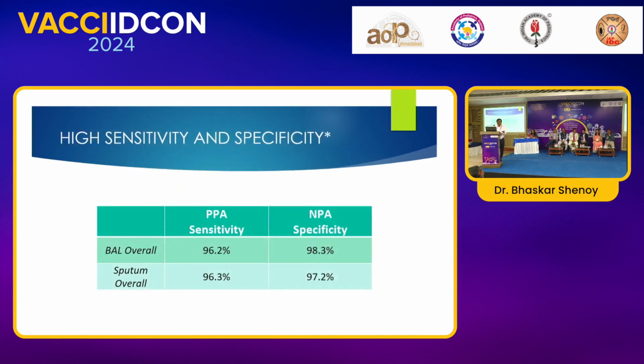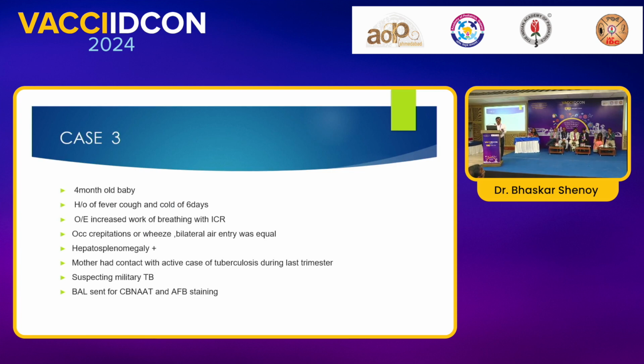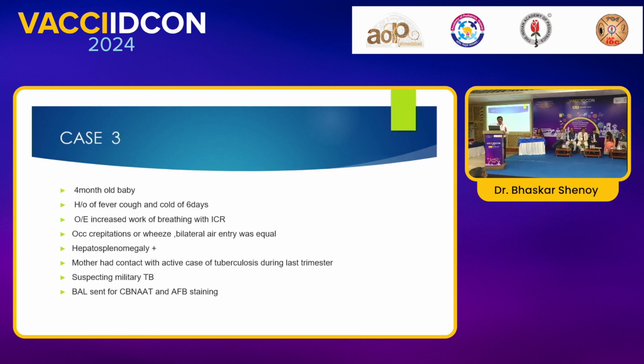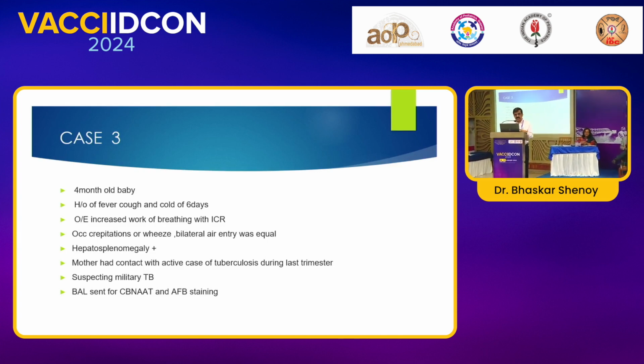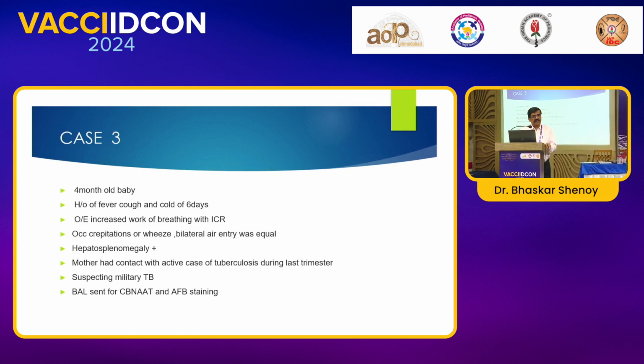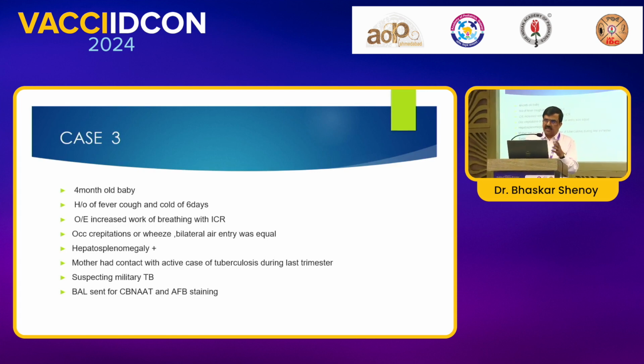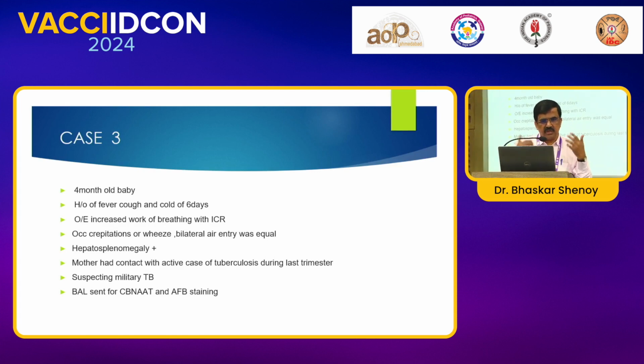And if it is a more lower respiratory tract infection like BAL, the specificity and sensitivity increases. So let us go to the third case. A 4-month-old with respiratory distress, hepatosplenomegaly, mother had TB, and we suspected miliary tuberculosis. Of course, as the standard protocol, we sent CB-NAT and AFB for staining.